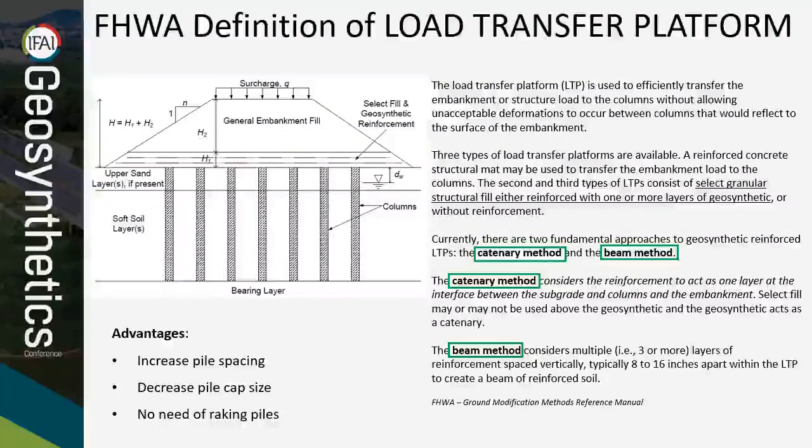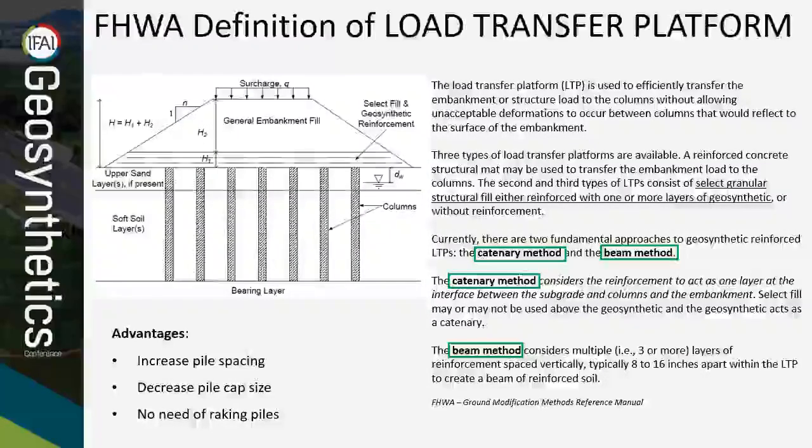A load transfer platform is commonly used immediately above the columns to help transfer the load from the embankment to the columns. As per the Federal Highway definition, there are 3 different types of load transfer platform. One is the reinforced concrete structural mat, and the other 2 consist of select granular fill with 1 or more layers of geosynthetic. The goal of the geosynthetic reinforcement here is to span across pile caps, carrying all or a portion of the load coming from the embankment into the columns.